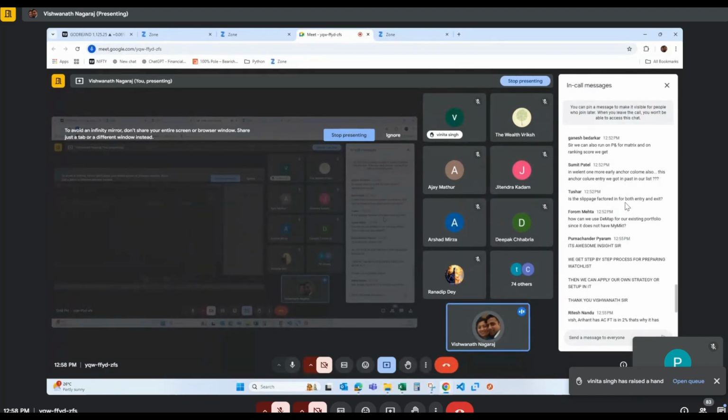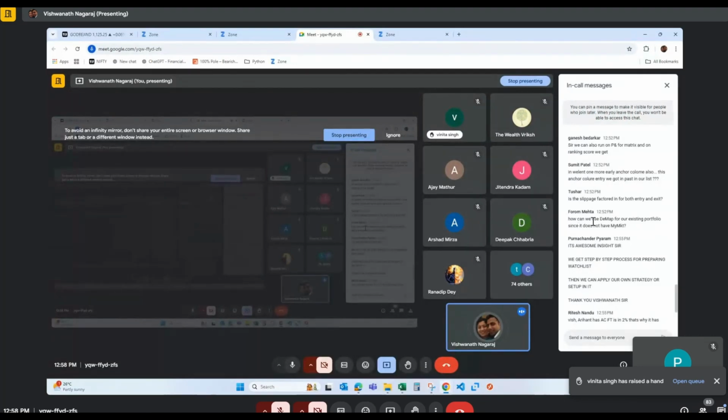Is the slippage factored in for both entry and exit? Absolutely. I always have slippage, and I always factor it in my entry and exit, so that I don't be surprised at the end saying that this has happened.